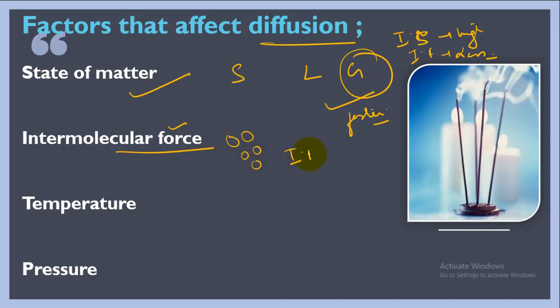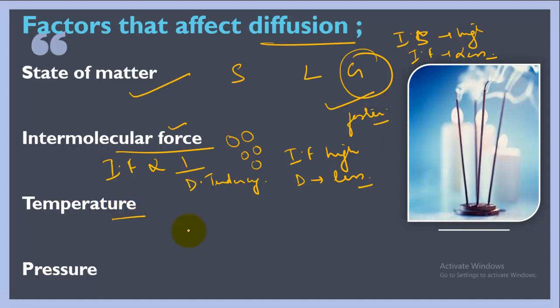So if intermolecular force is high, then obviously the diffusion is going to be less. That means the particles will have less tendency to diffuse. So we can say that intermolecular force and diffusion tendency are inversely proportional to each other.